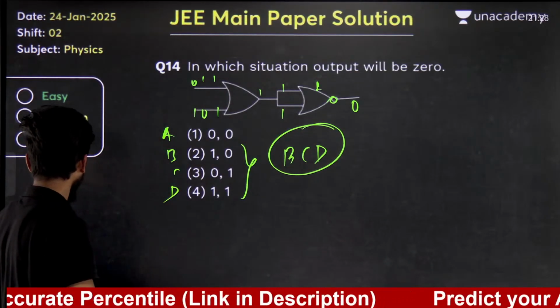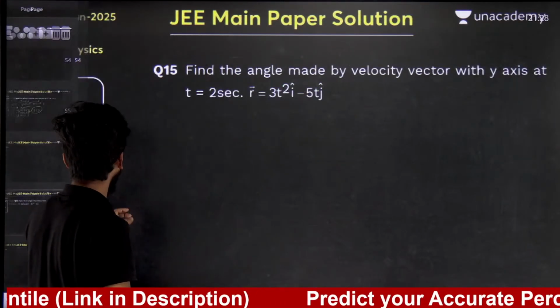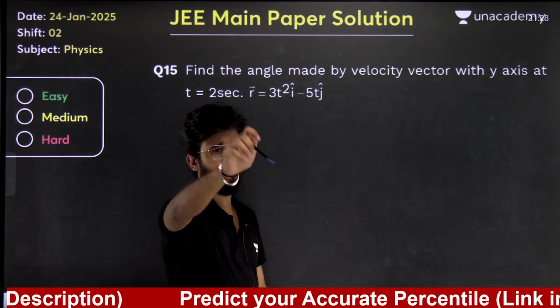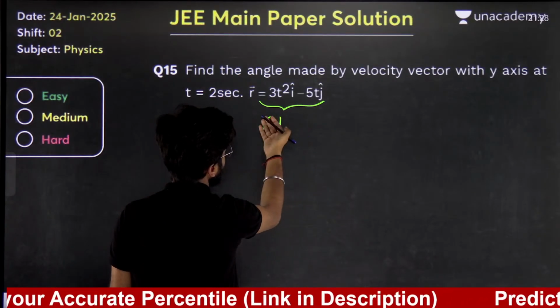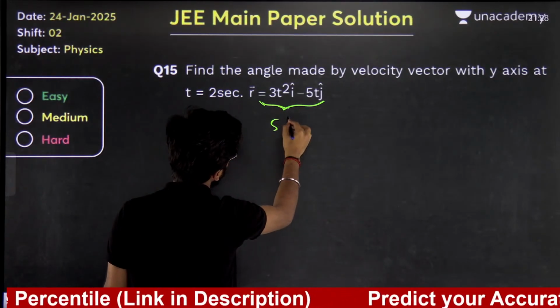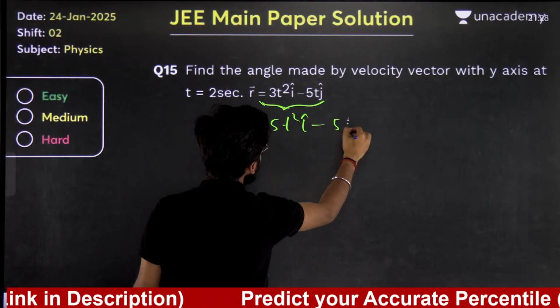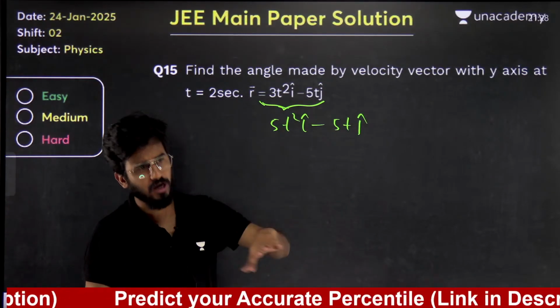Okay. Next question. Look at this very carefully. Here it was given as 5t square. The question was corrected later: it is 5t square i cap minus 5t j cap. So I'll solve according to this.